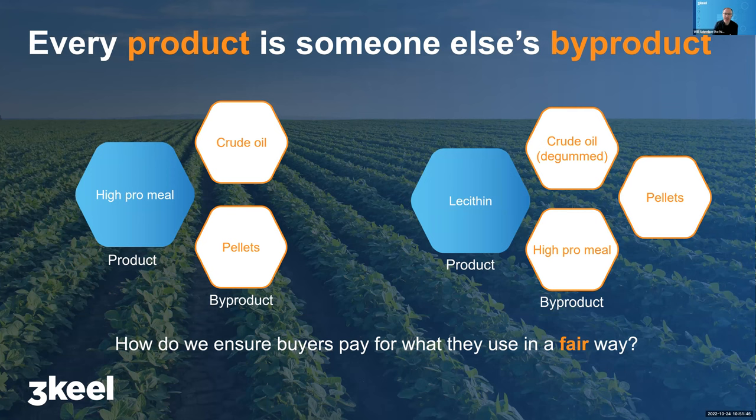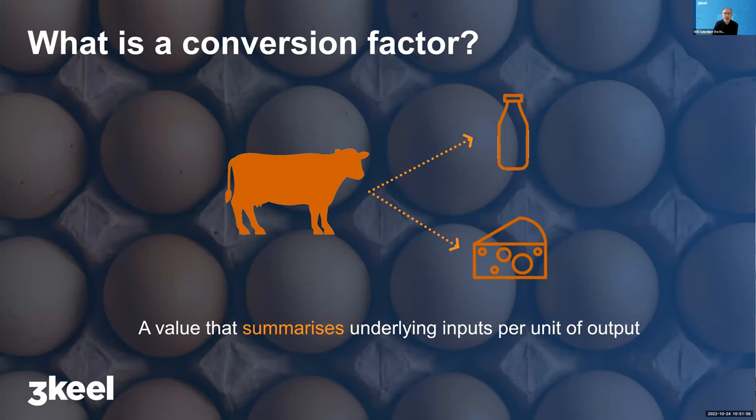So looking at this balance of how it is that we ensure that buyers pay for what they use in a fair way reflects not that we're looking at byproducts, but rather co-products, because everything is going to have a value. The calculator itself is using something called conversion factors.